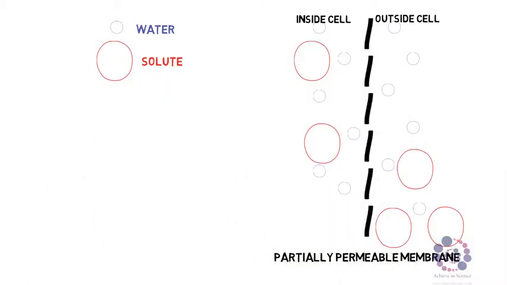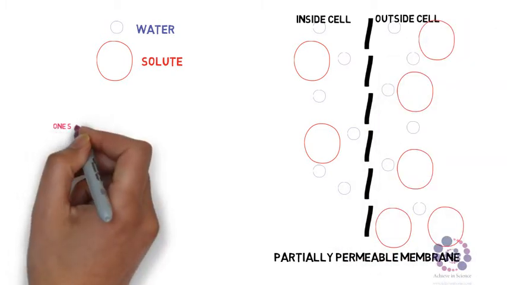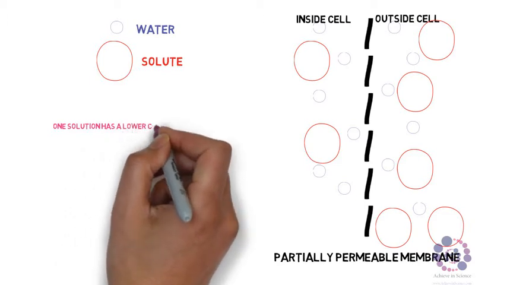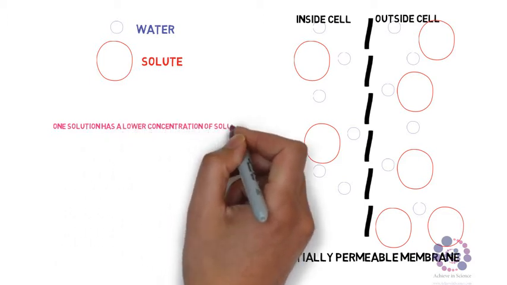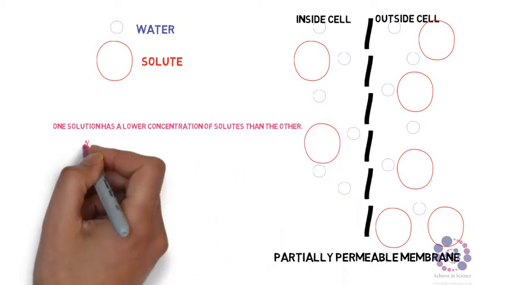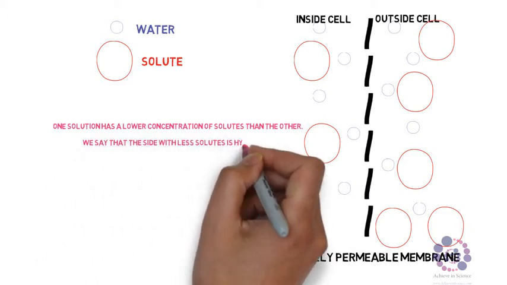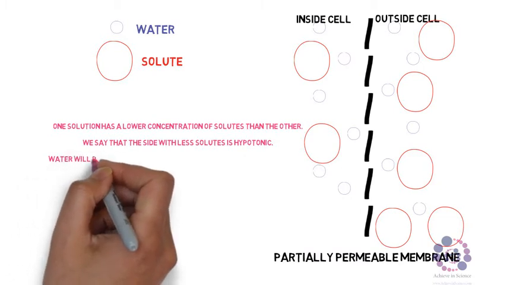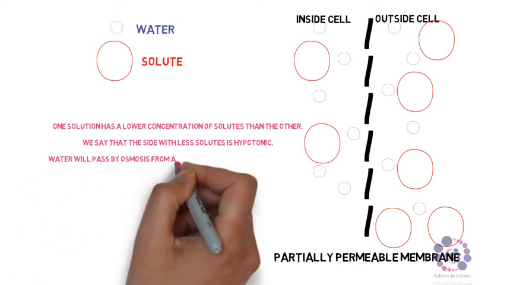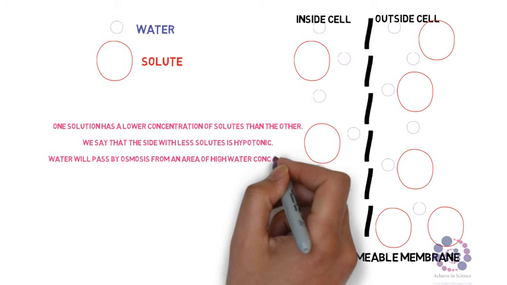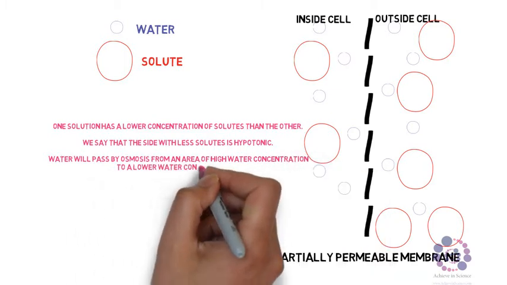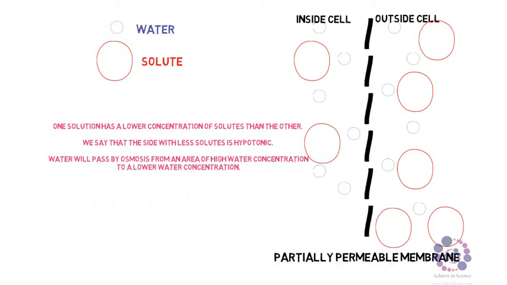So within this diagram, you can see that there are now more solutes outside of the cell. So therefore we have a lower concentration on one side and a higher concentration on the other. The side with a lower concentration than the other we say is hypotonic. Water will pass via osmosis from an area of high water content to one of a lower water content, and therefore will move from the inside the cell to outside of the cell.